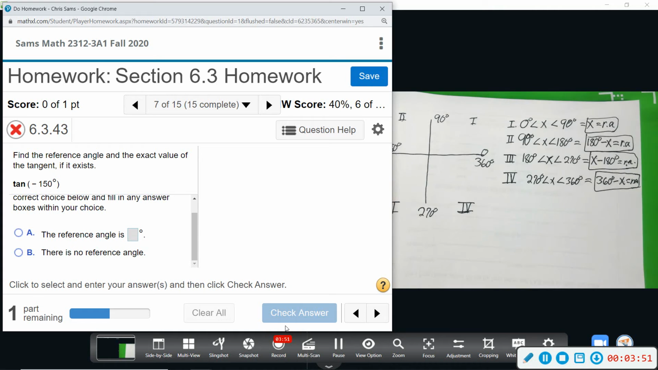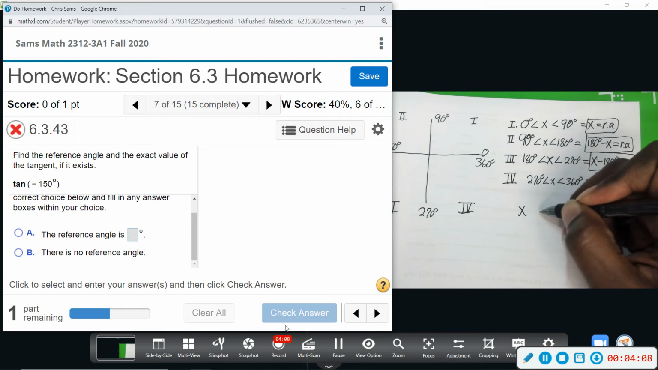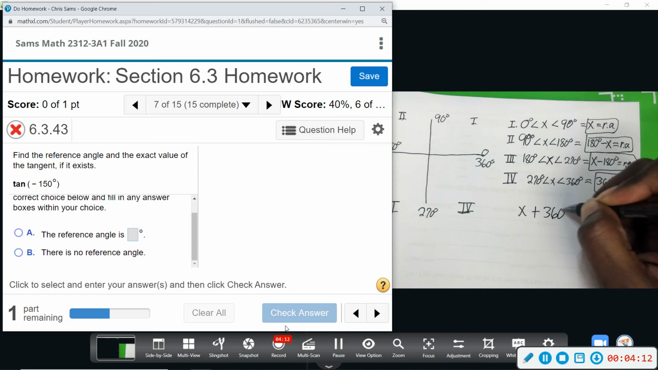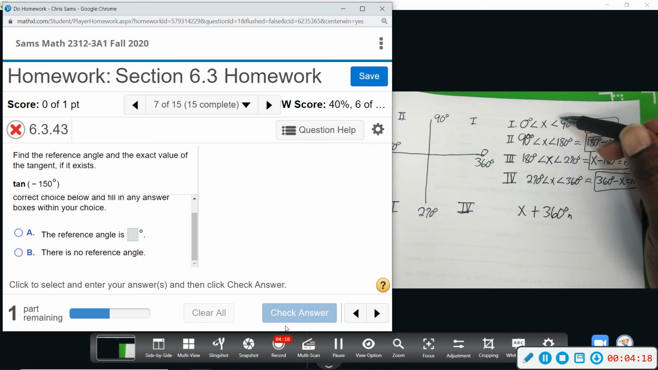Now, if you have something outside of these parameters, then what we need to do is find the coterminal angle. So remember, and you'll see that here, if you add multiples of 360 until you fall into one of these categories, add or subtract it. Once you do that, then you can find your reference angle.